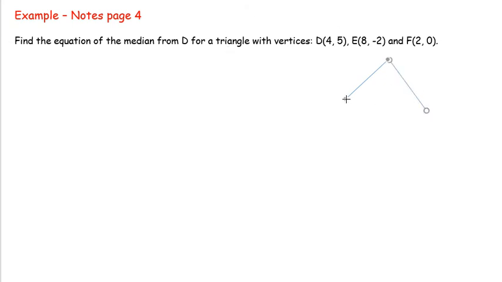So I'm just going to sketch a wee triangle here. Doesn't matter what it looks like. This is again just to get an idea of what points I need to use. So I'll call one D, one E, and one F. And I want the median from D. So that's what I want to work out.